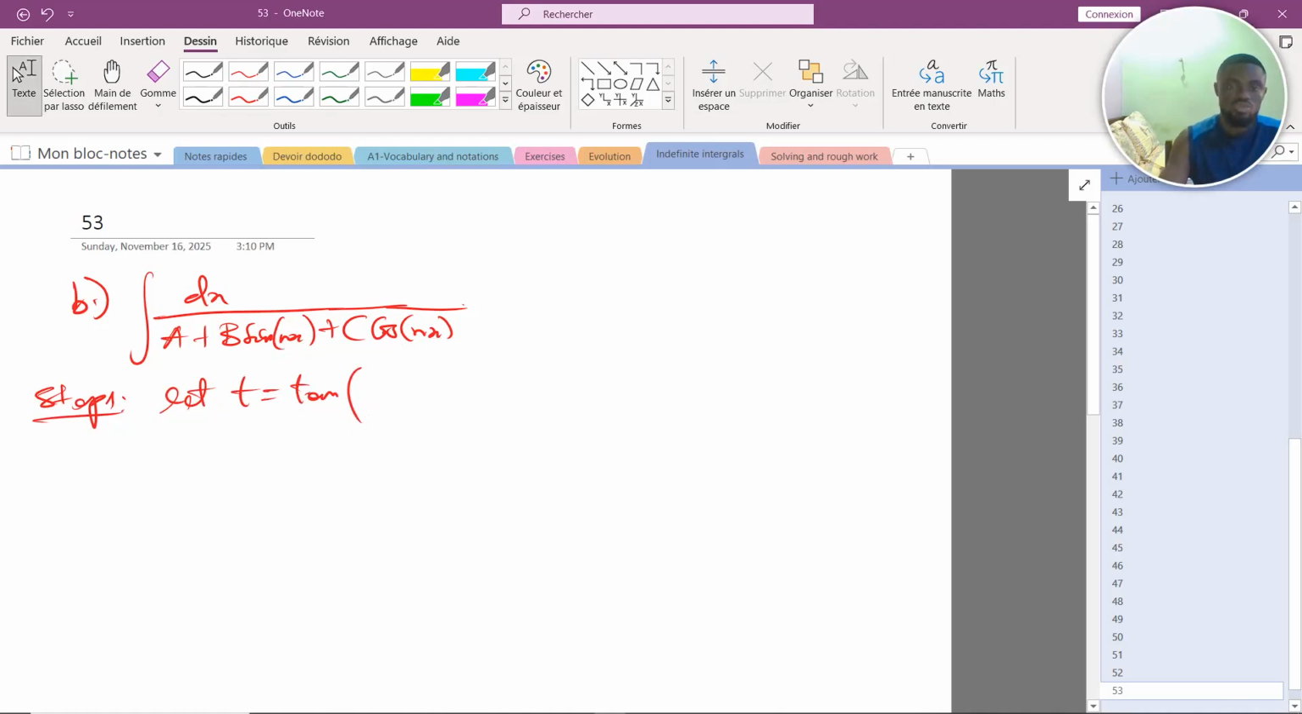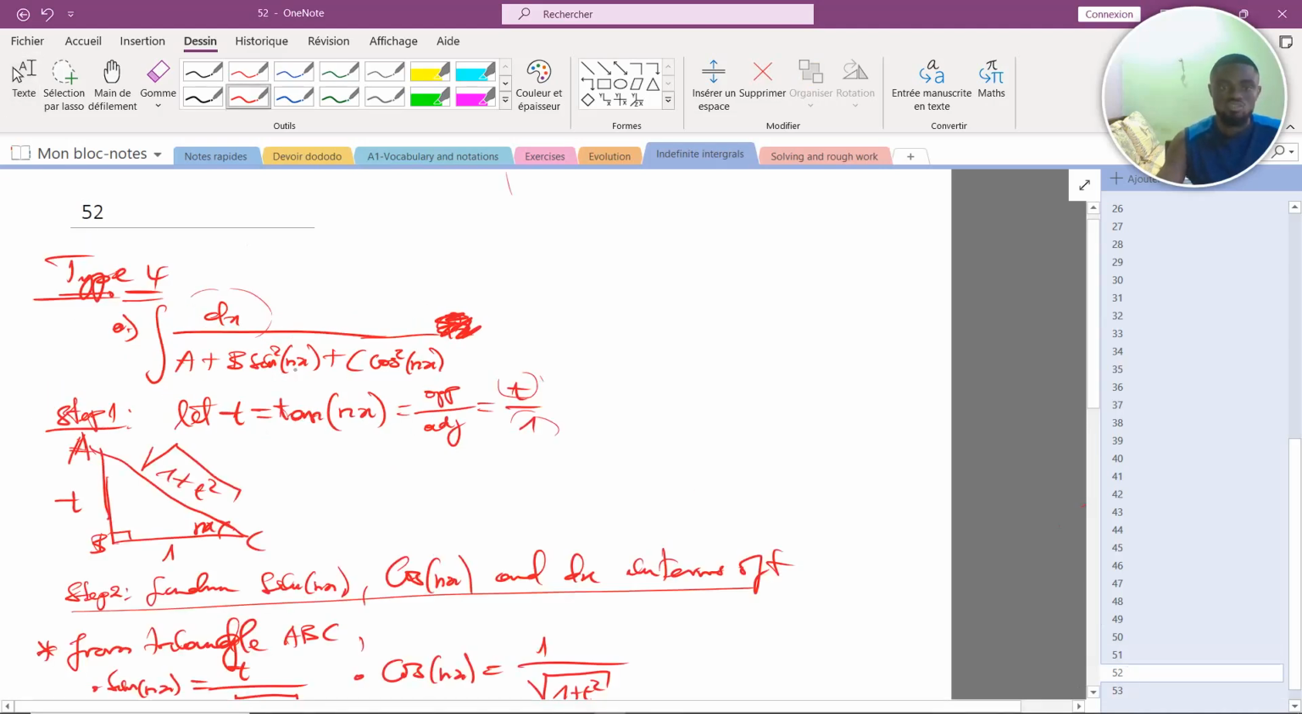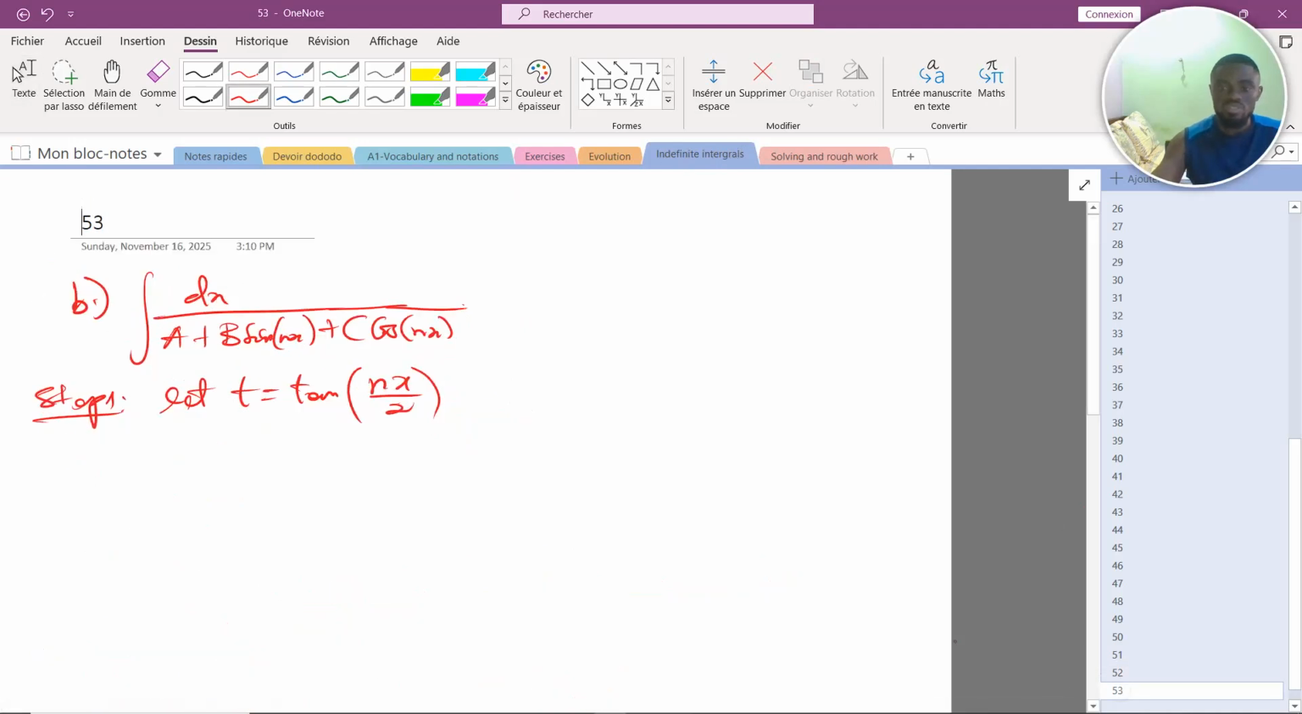You let t be equal to tan(nx/2). It is not t equal to what? tan(nx). So be very careful. In the previous form, when it was sine squared nx plus cos squared nx, your substitution is t equals to what? tan(nx), the angle that's here. But when you instead have sine nx, not sine squared, plus cos nx, the substitution you have to do is t equals to tan of this angle, nx, divided by 2.